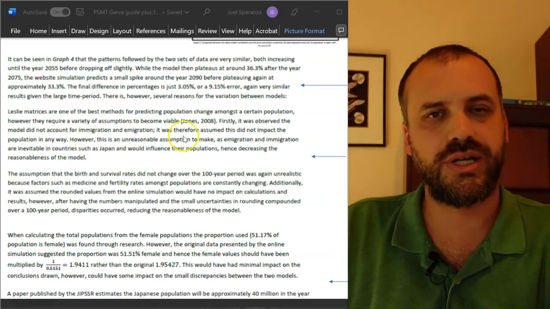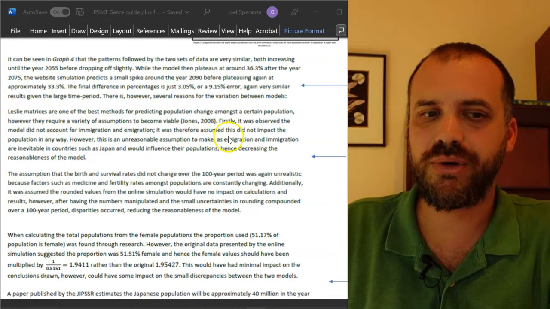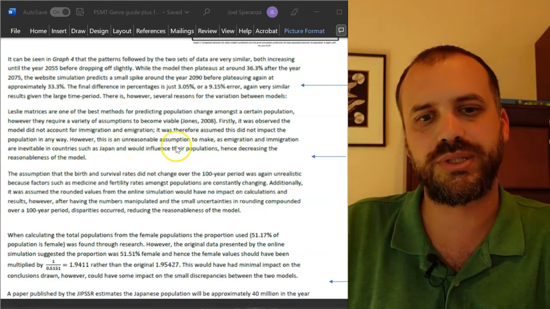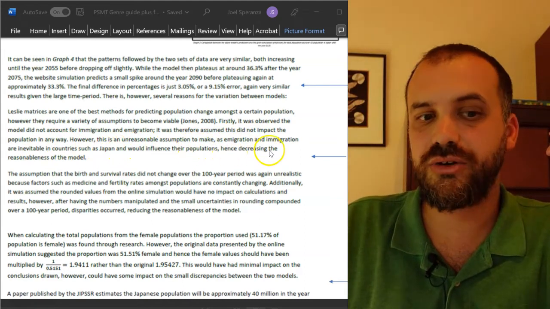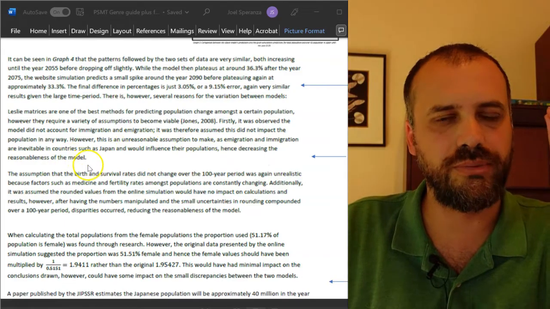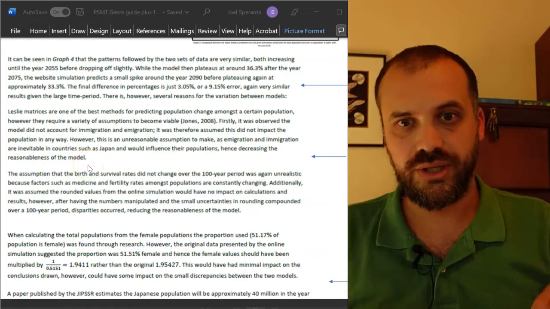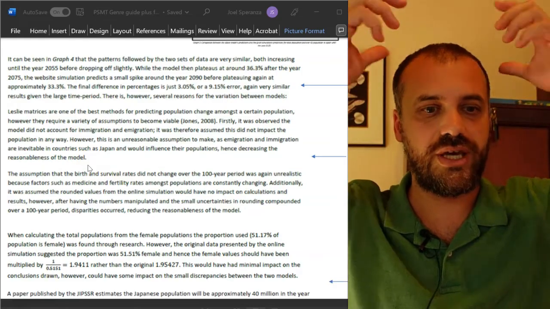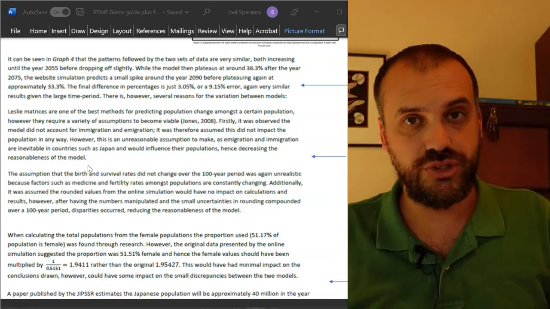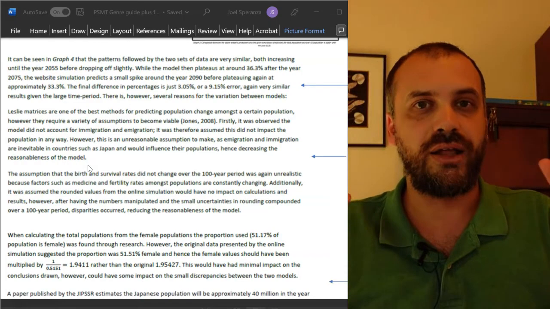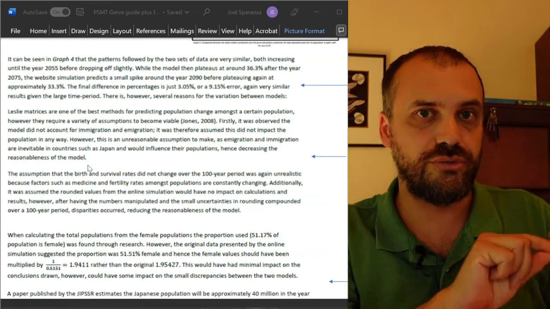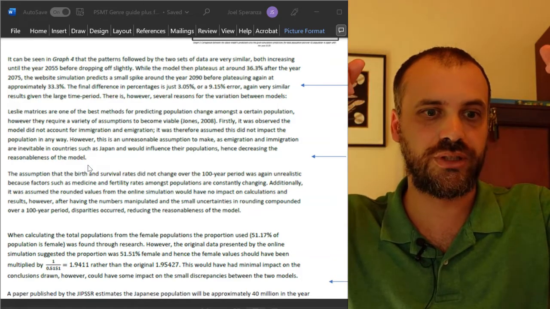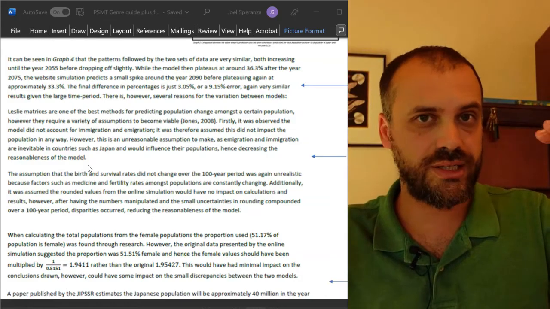However, this is an unreasonable assumption to make, as emigration and immigration are inevitable in countries such as Japan and would influence their populations, hence decreasing the reasonableness of the model. Okay, so they've looked at their assumption. We assume there's no immigration and emigration. They've said, well, that's unreasonable because countries do have immigration and emigration, and that has decreased the reasonableness of the model. Perfect. Assumption, how good is that assumption?